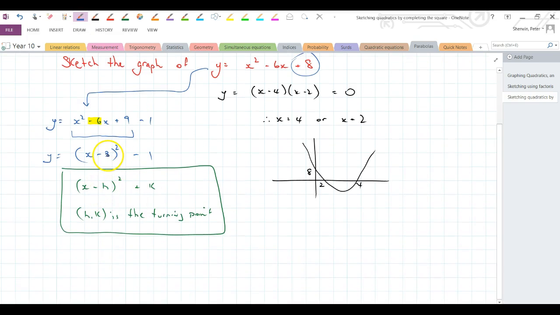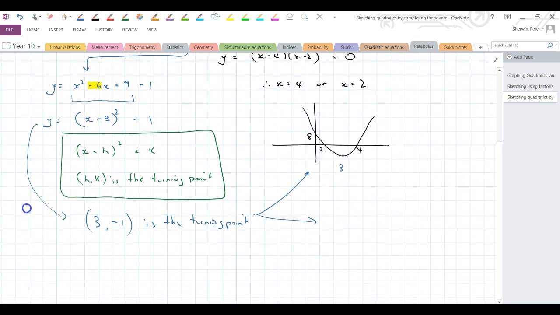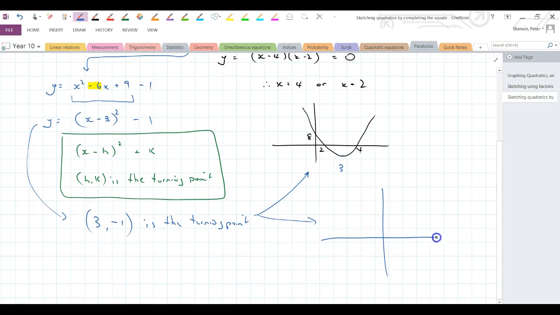So what's my turning point here? My turning point is x minus h. What's in the h spot? 3. So in this question, 3 comma, what's in my k spot? Minus 1. So 3, minus 1 is the turning point. And now we're going to go full circle back up here, and we can see that yes, 3, minus 1 is my turning point. This is really dead easy, and you've done some of this in the previous exercise.